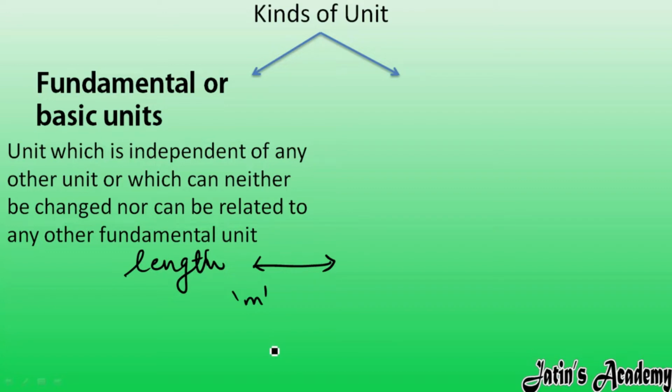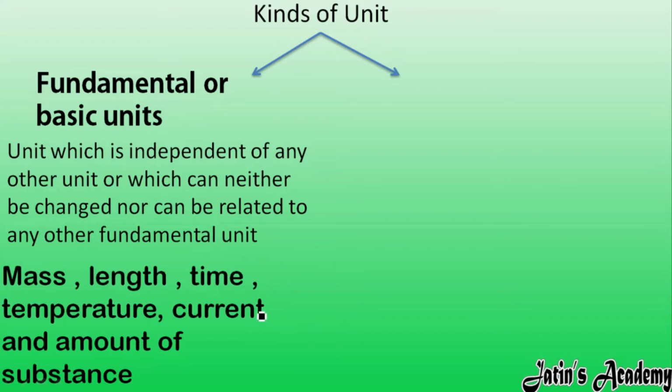So the quantities which do not depend upon any other physical quantity. In order to measure the length, I need not any area, volume, density. I just need one scale and I will measure the length. So these kinds of quantities are known as fundamental or basic quantities or units.